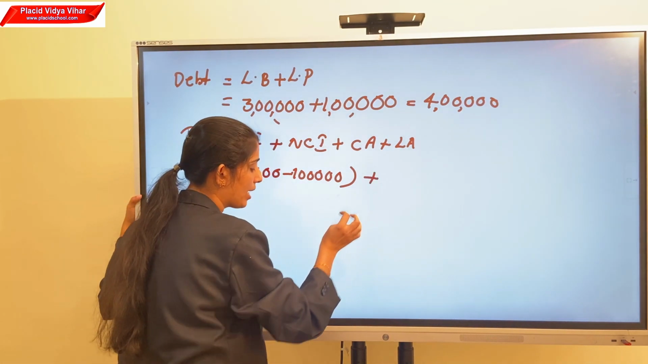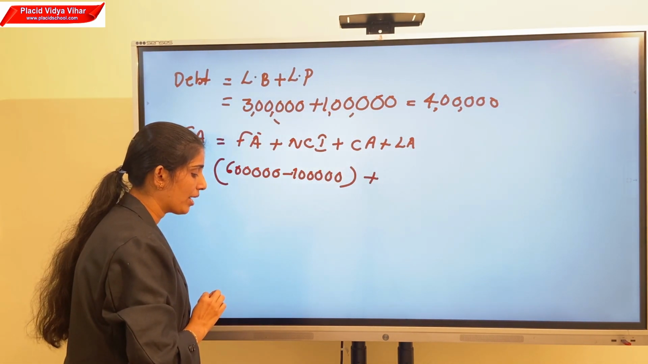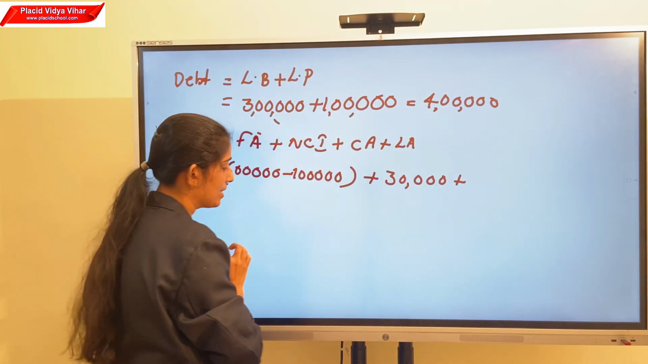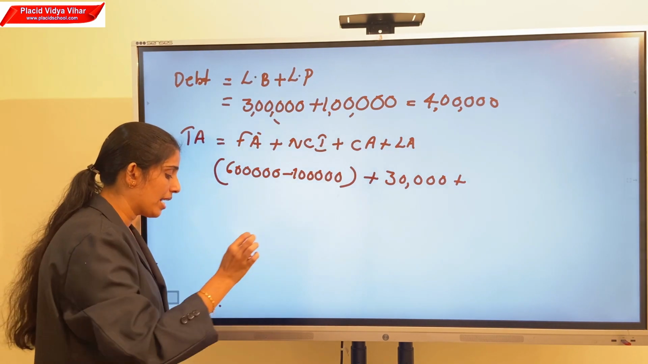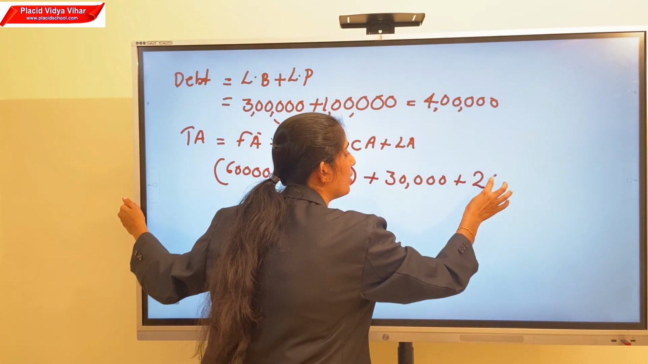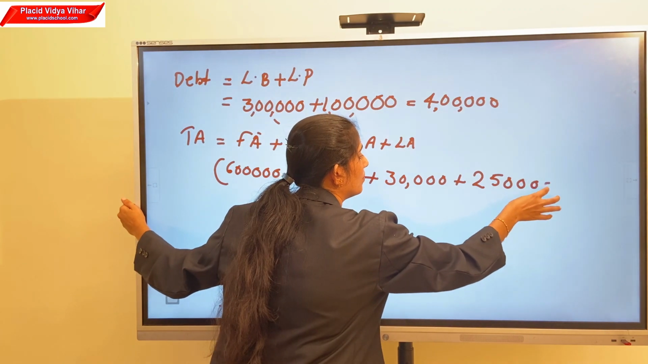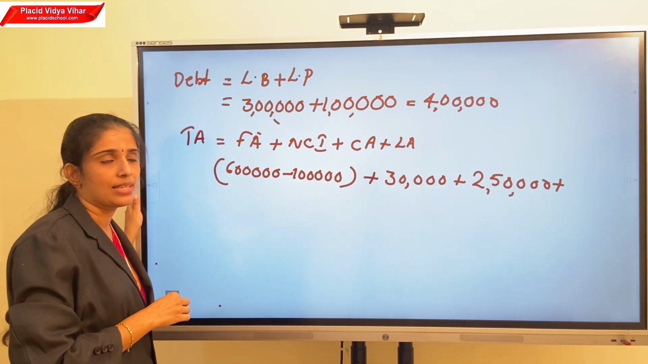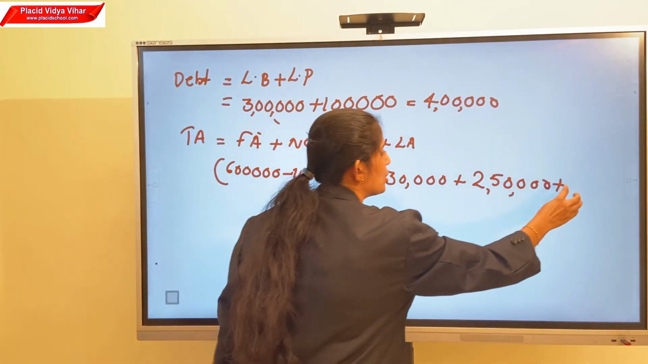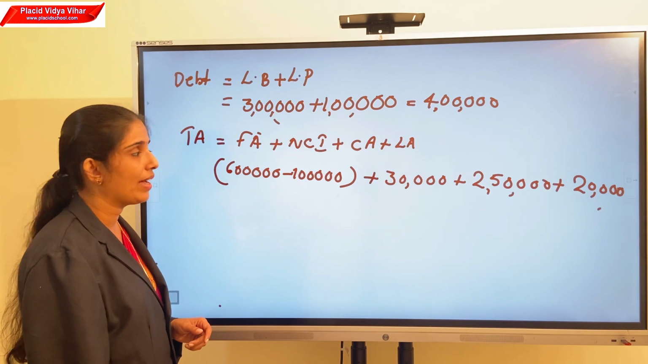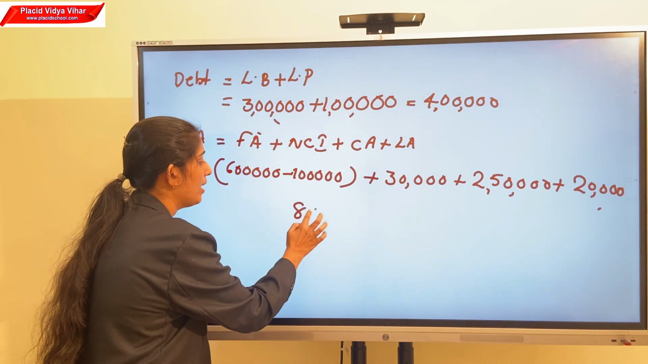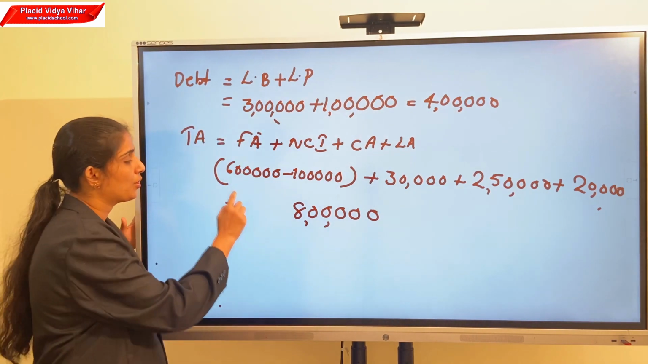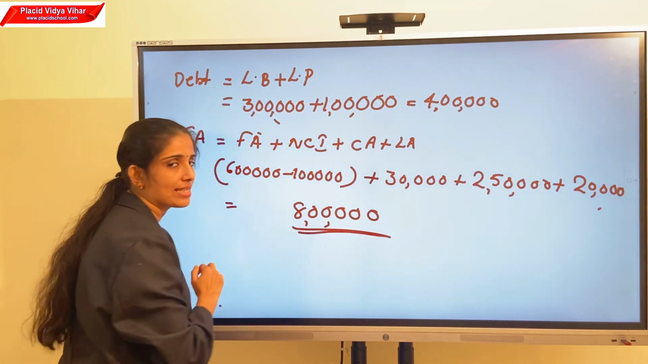Plus non-current investment. Non-current investment value is rupees 30,000, plus current assets. Current assets value is 2,50,000, plus loans and advances. Loans and advances value is 20,000. What's the total value? 8 lakh rupees is the value. Okay, total assets equal 8 lakhs.